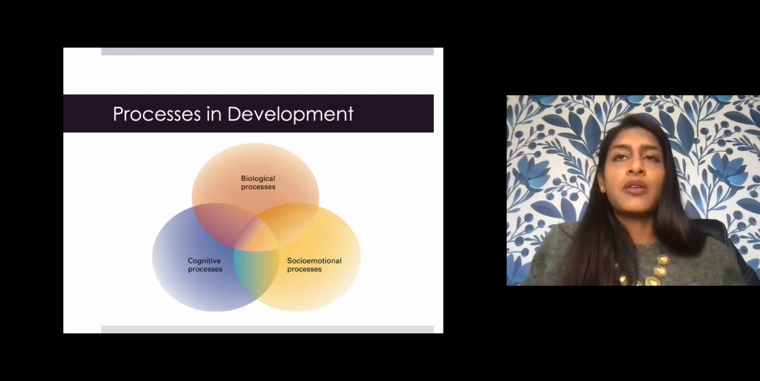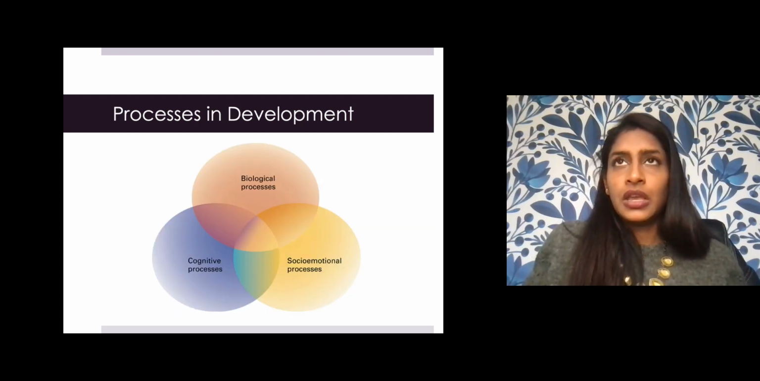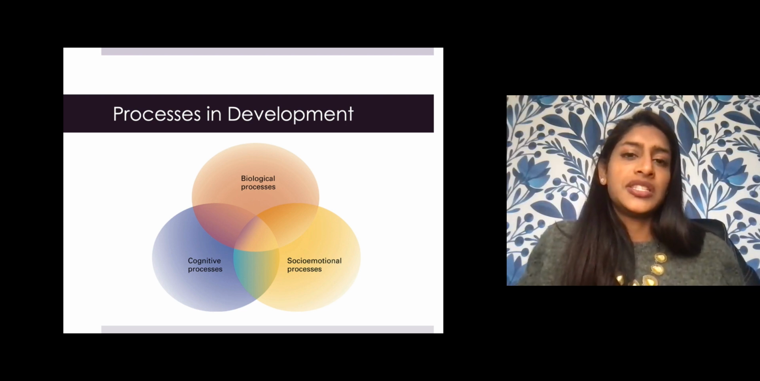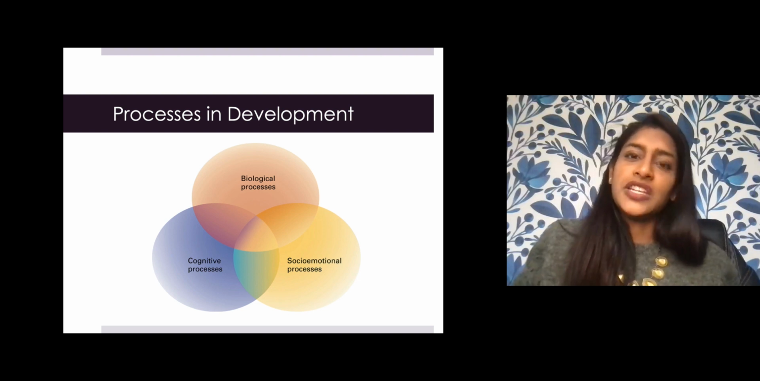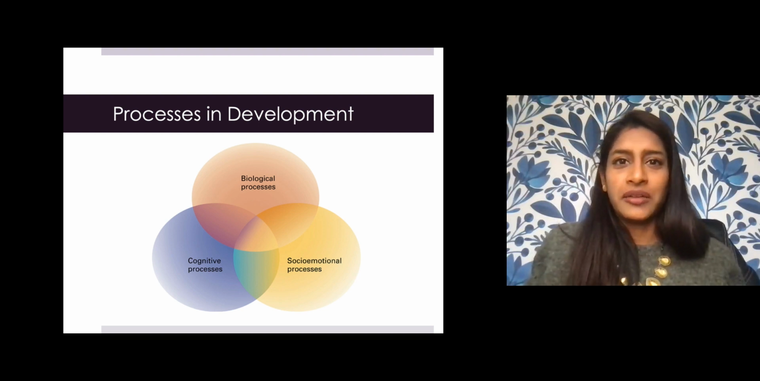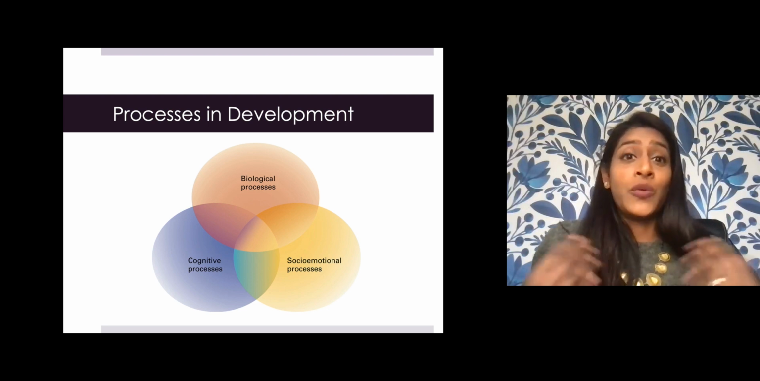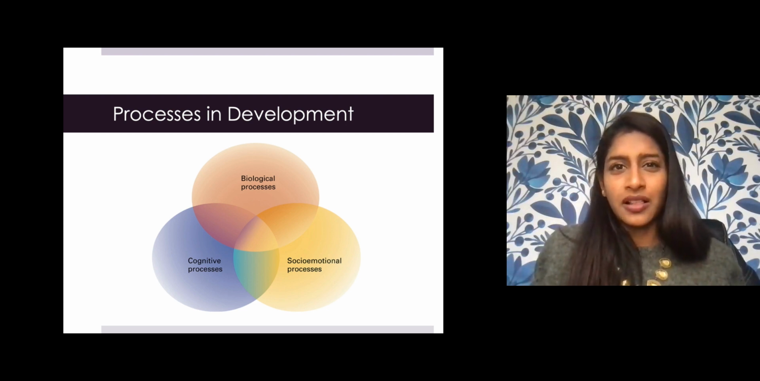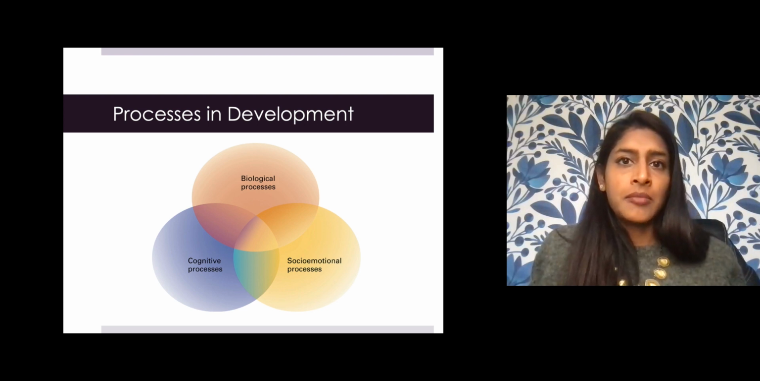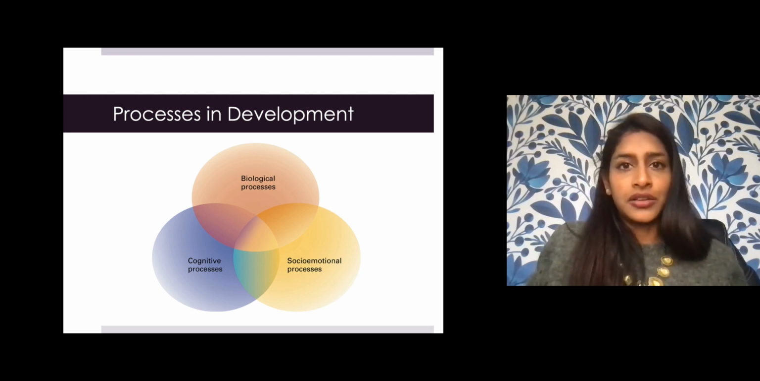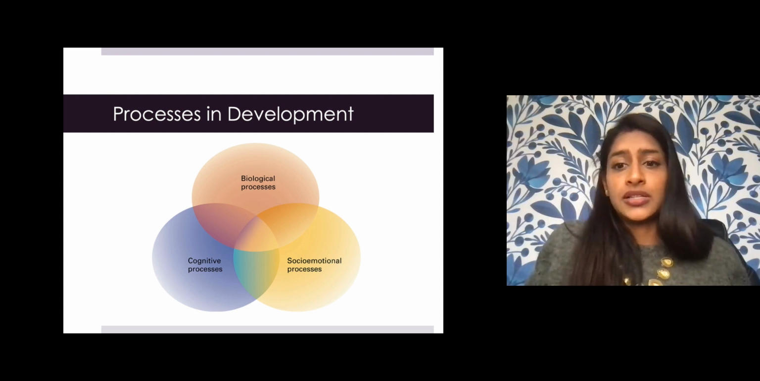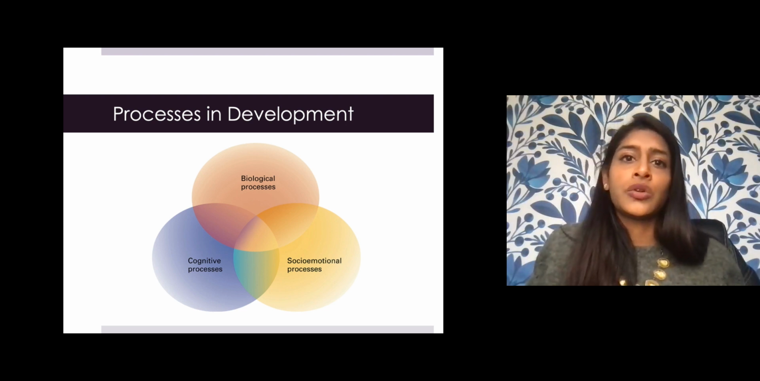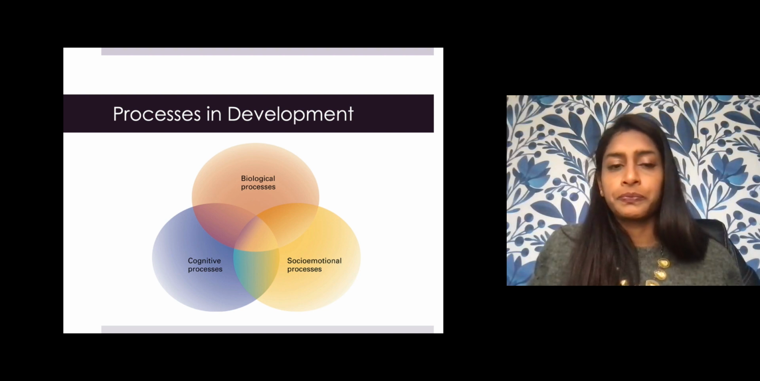So when we think about developmental psychology, we need to understand that there is an intricate interplay of different processes that are occurring. When we think about our development, when we think about who we are or how we develop in the way that we do, it's a combination of our biology, our cognition, and our socio-emotional processes. And all of these things work together.